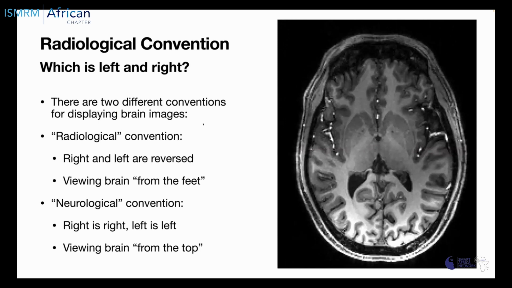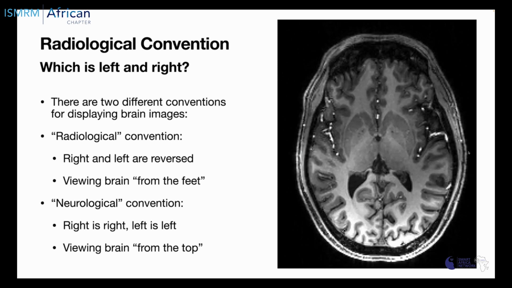So I mentioned left and right. I just want to touch on this concept of display conventions for brain images in particular, which is left and which is right, because there are actually, confusingly, 2 different conventions for displaying brain images. Radiological convention is where right and left are reversed on the image. Like in the image you see here, the right-hand side of this person's body would be on the left-hand side of this image, and the left-hand side of the person's body would be on the right-hand side of this image. And that's because the perspective is that we're viewing this brain standing from the feet, right? So we're looking from the bottom, and that's why left and right are reversed.